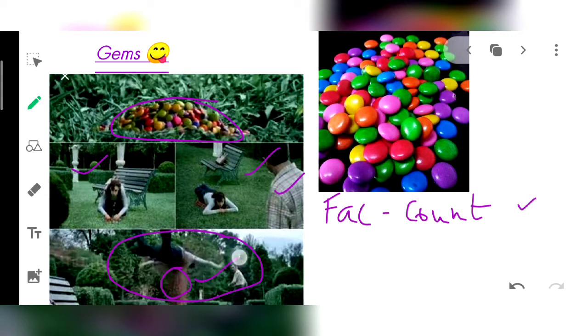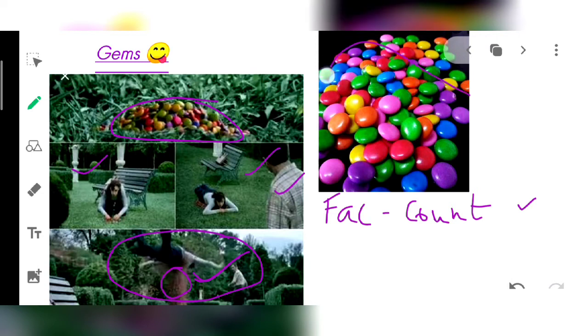But here we cannot count, because the ad may contain some graphical effects other than the original Gems candies. So here we cannot count the Gems candies in this ad. So this is an infinite set. The set which is uncountable is called an infinite set.